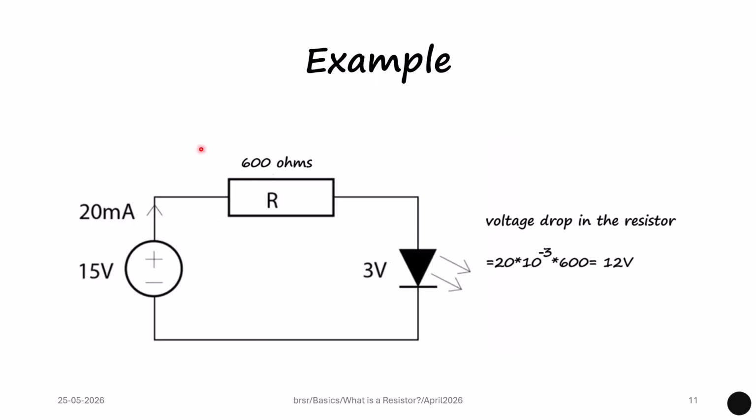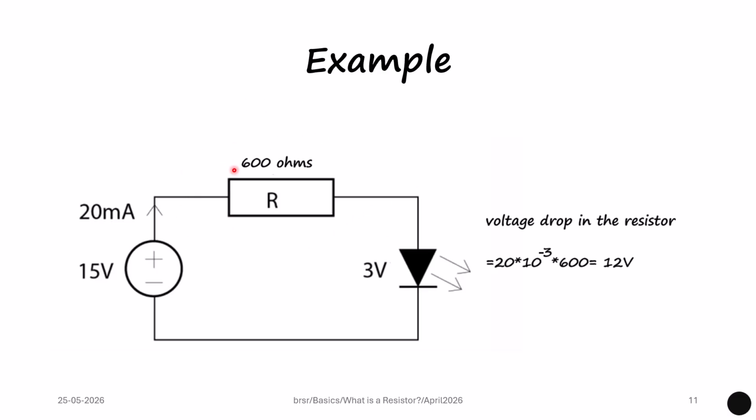Let us see an example of a resistor being used in a circuit. There is a 15 volt supply and there is a LED which will work with only 3 volts. The supply is 15 volts. The required value of voltage is only 3 volts. The balance 12 volts should be dropped in a resistor. Only then the LED will work without any damage. To drop the 12 volts, we need to connect a resistor here.